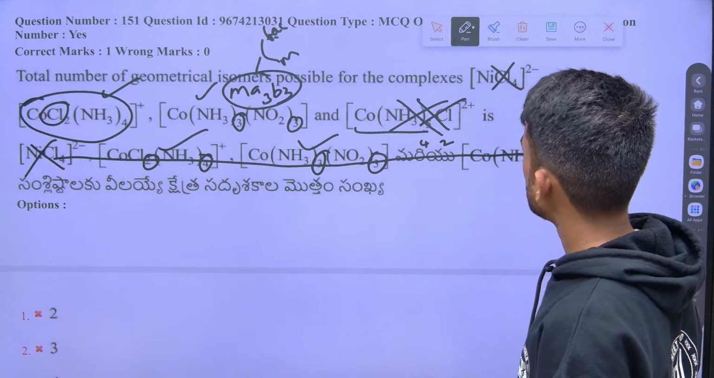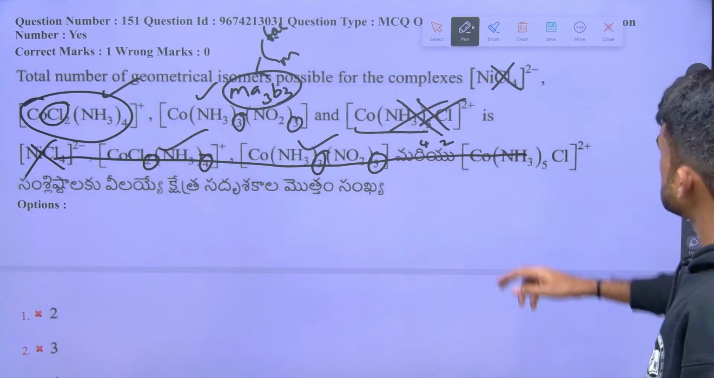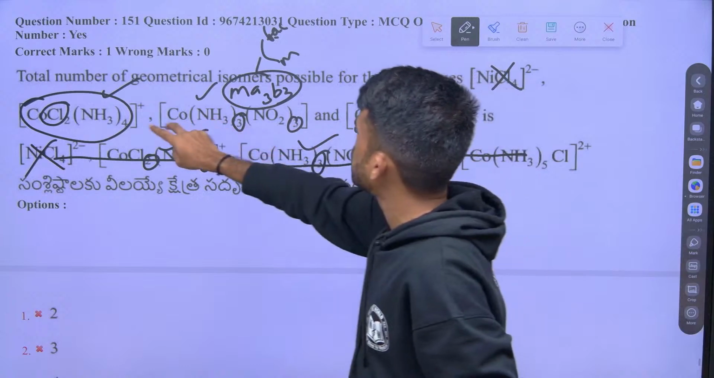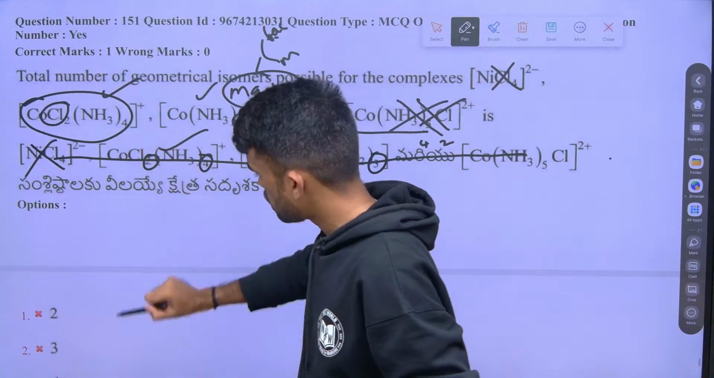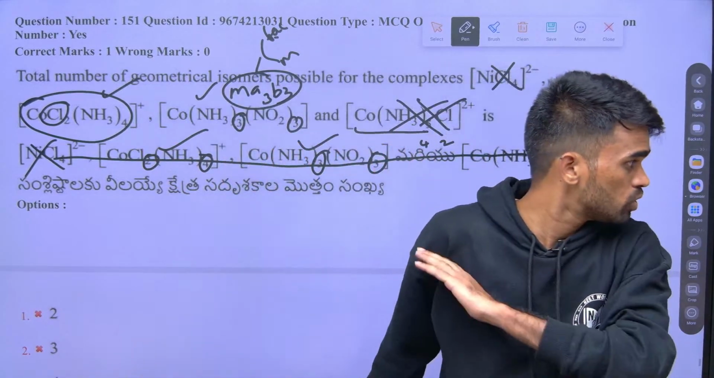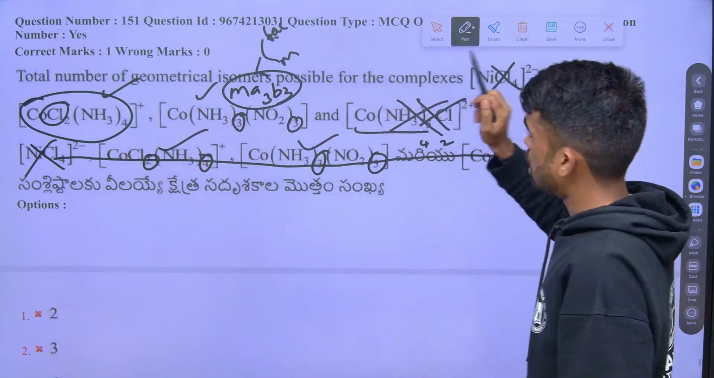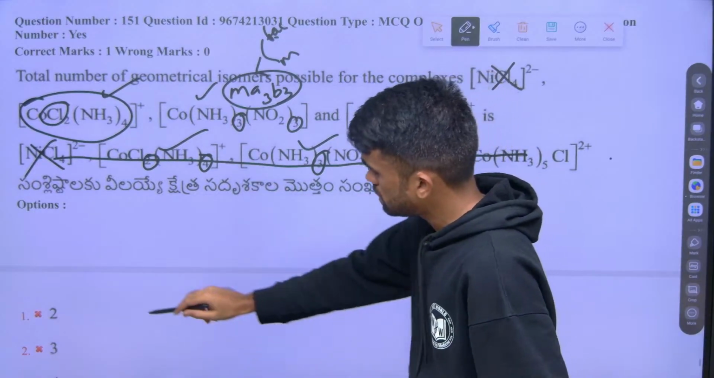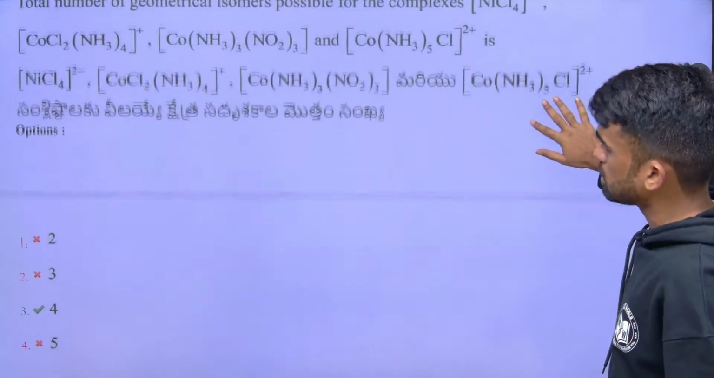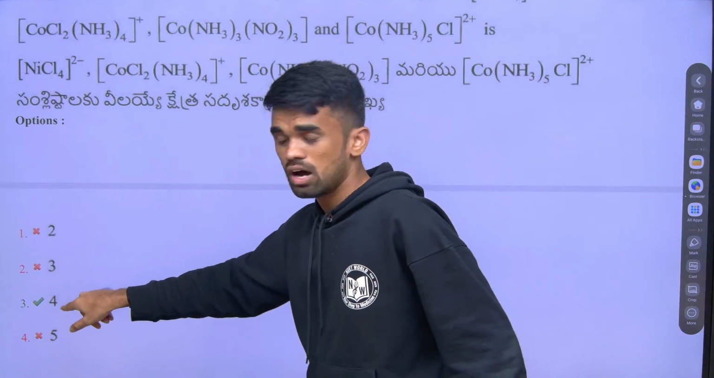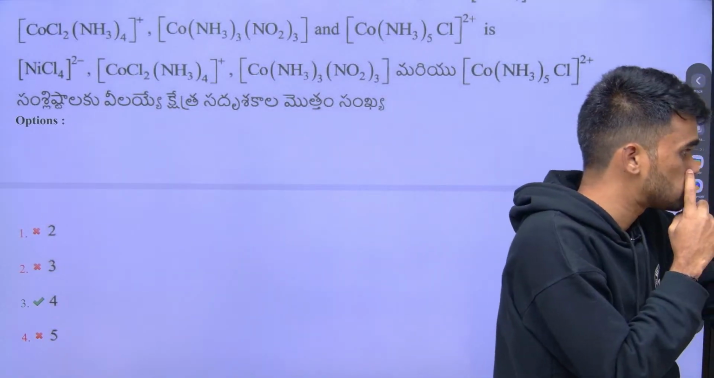Let me see. Total number of geometrical isomers possible for the complex. This is not showing, this is also not showing. Only 2 are showing here. Out of these 4, only 2 are showing. But they have given option 3, which is mentioned as 4. That is absolutely incorrect, because cis-trans isomerism exists in these 2 complexes only. So you can go with option 1, not with 3. I hope it is clear why I am saying that. So answer 4 is incorrect. You can go with option number 1, that is 2 compounds only will show.